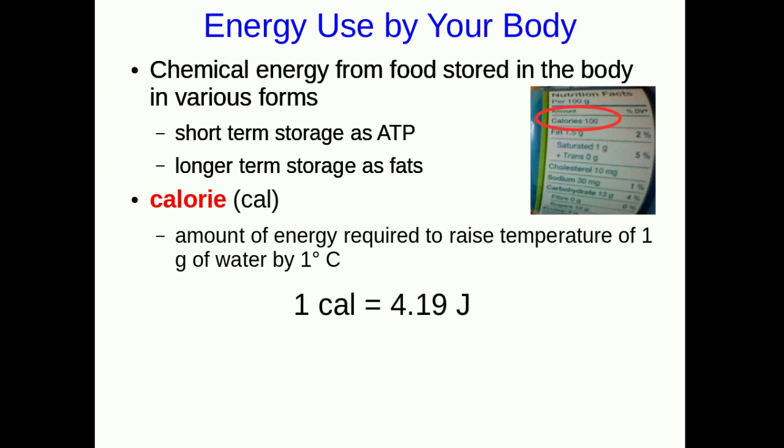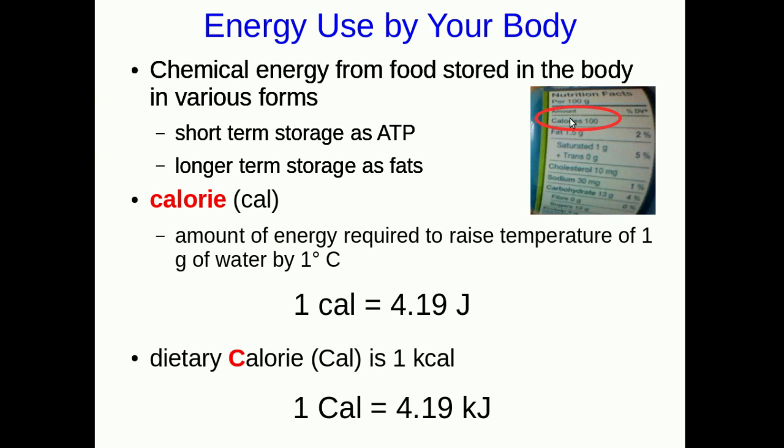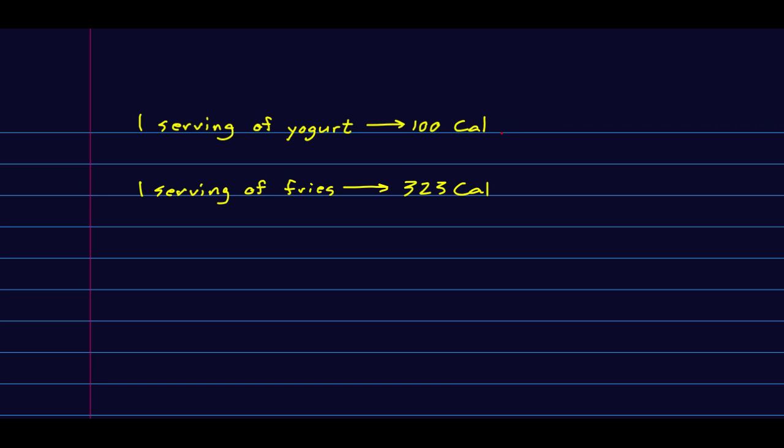But the calories in food are capital C calories, or what we often call dietary calories. And a dietary calorie is a kilocalorie. So in other words, one dietary calorie is 4.19 kilojoules. So let's just calculate some energy capacities of foods in joules.